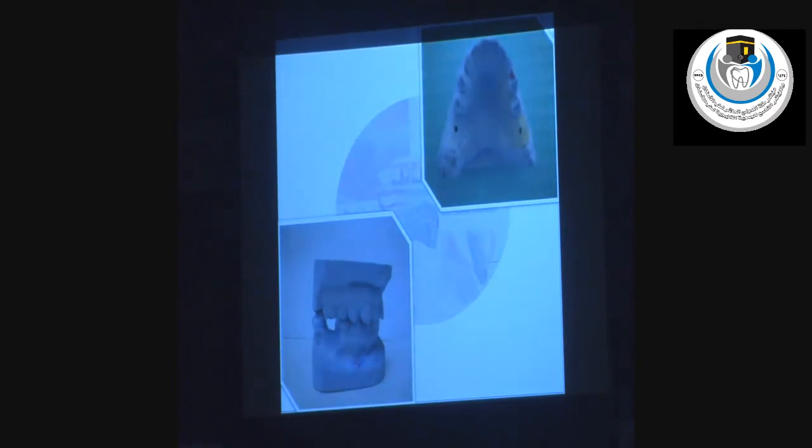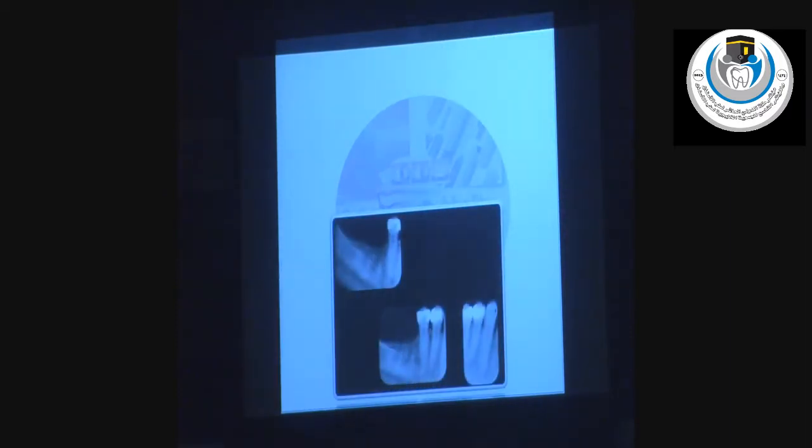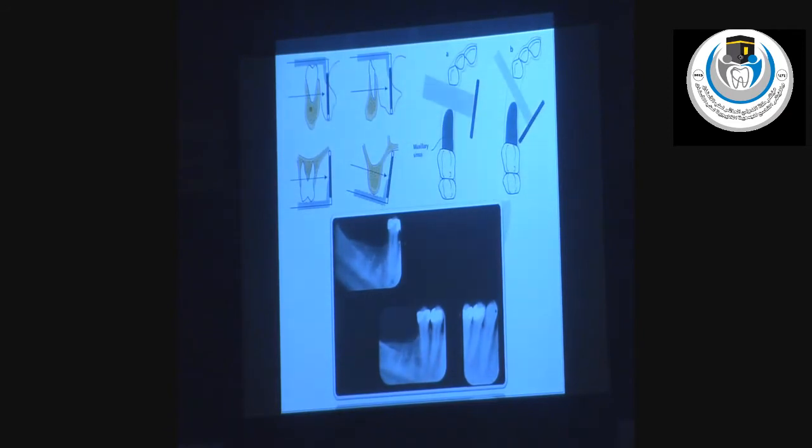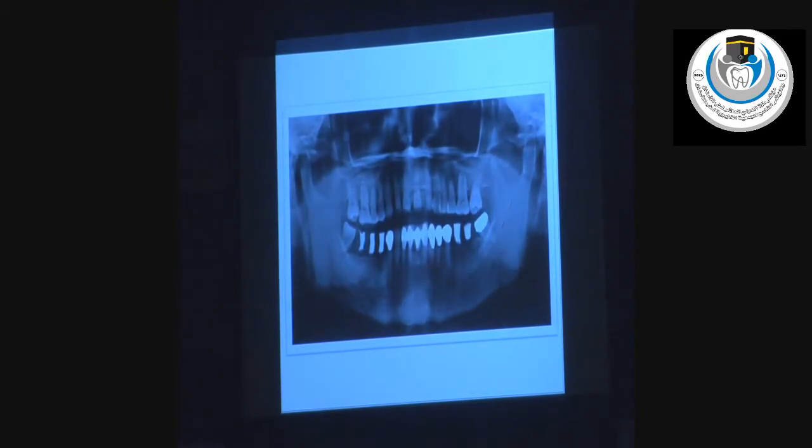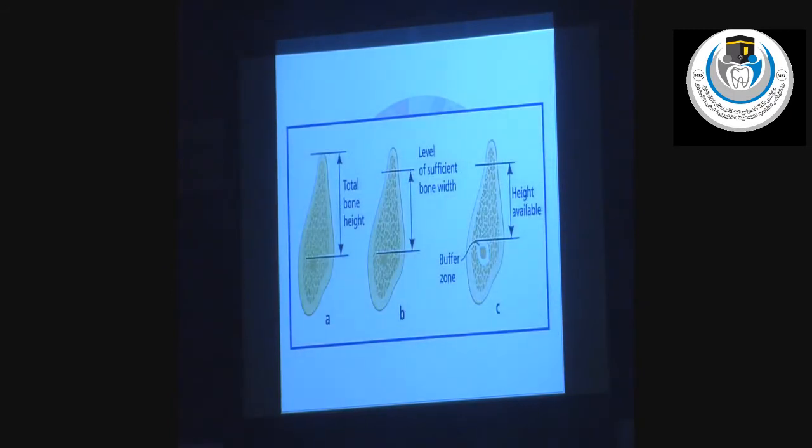Also, before we start a dental implant, we need to have diagnostic tools such as the cast. We need to have a surgical stent. We need to use radiographic tools such as periapical X-rays and panoramic X-rays that show the overall view and the anatomical structures in relation to the dental implant. Also, we need to understand the height available to place the implant. For example, this is the total height available from the crest of the ridge to the inferior alveolar nerve.